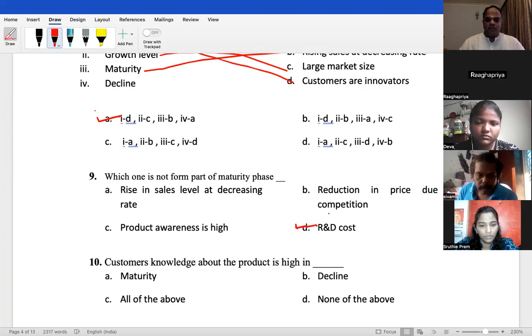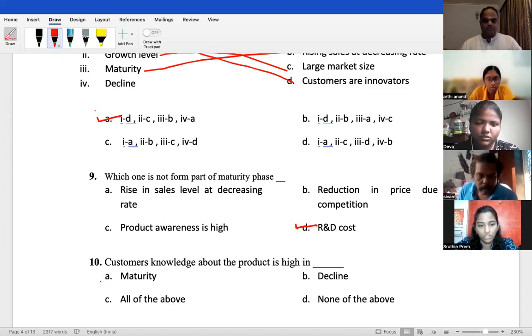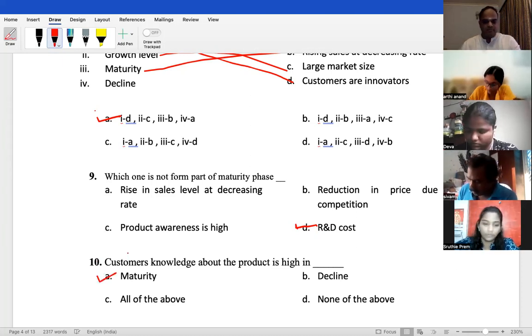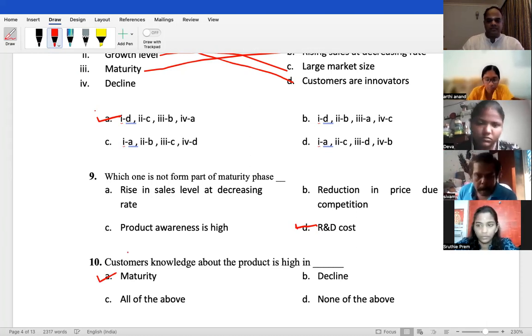Customers' knowledge about the product is high in: maturity, decline, all of the above, none of the above. Maturity. Yeah. Next.